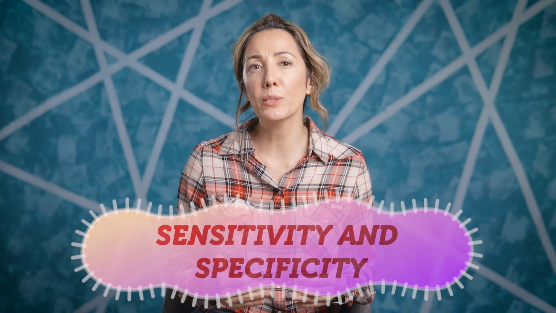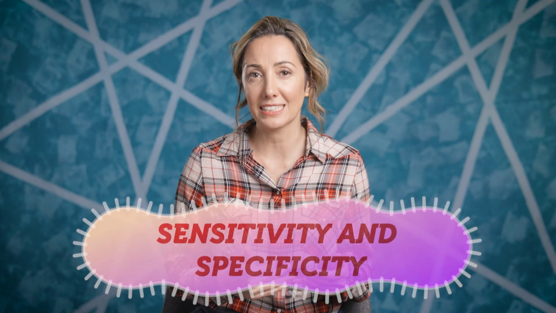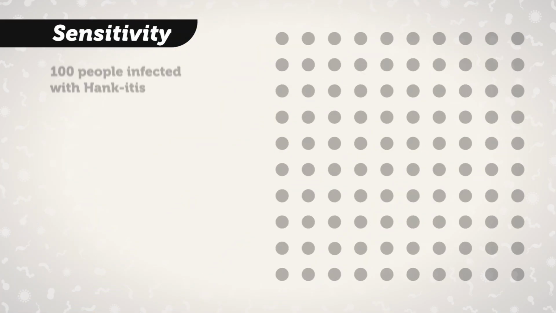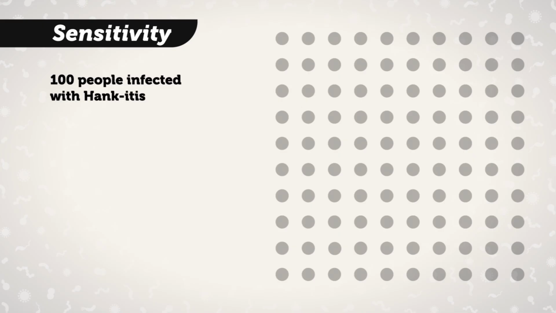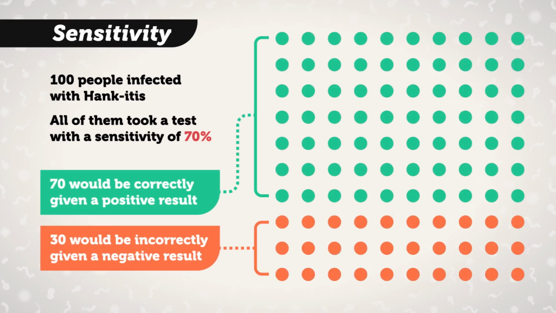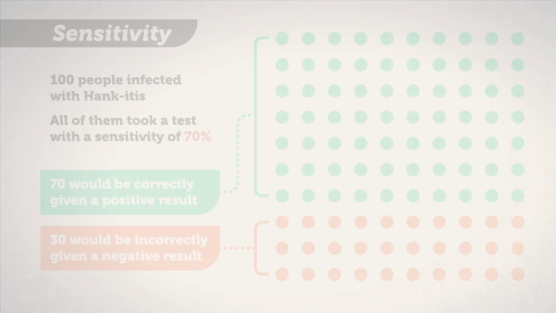While all of these tests have their uses, none are perfectly accurate, so we need to understand their limitations. There are two key ways in which we measure the accuracy of diagnostic tests: sensitivity and specificity. Sensitivity is how often a test correctly reports that a person is sick when they really are. Imagine there's 100 people who have a disease. Let's call it hankitis. If all of them took a test with a sensitivity of 70%, we'd expect the test to correctly report a positive result for about 70 of them. The other 30 would be incorrectly given a negative result by the test.